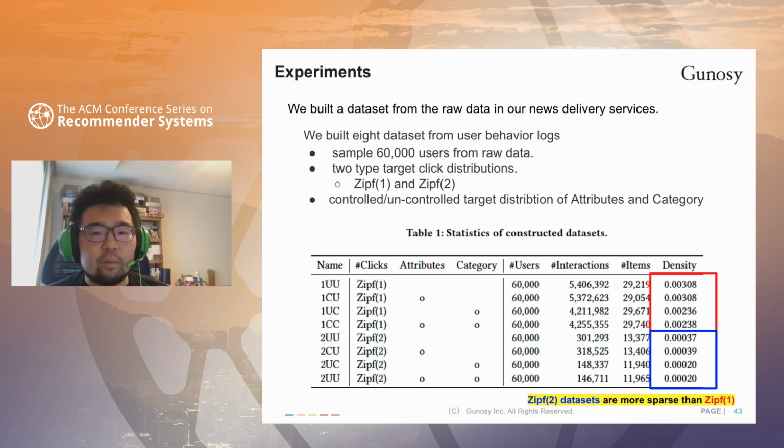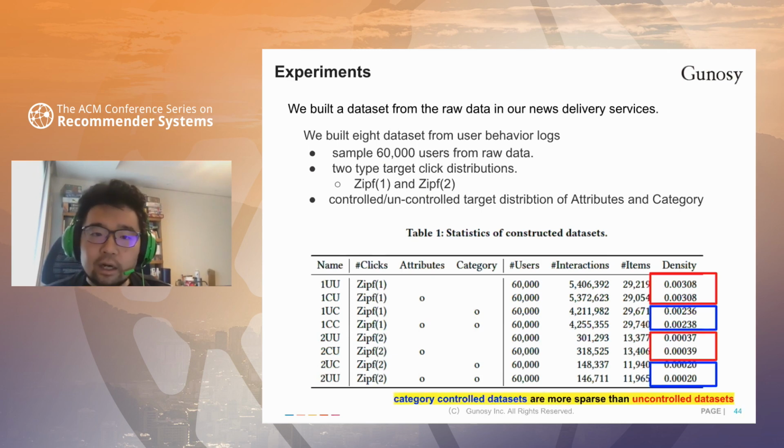DIP-F2 datasets are sparser than DIP-F1. Category controlled datasets are sparser than uncontrolled. Thus, dataset properties are changed by the sampling strategy.